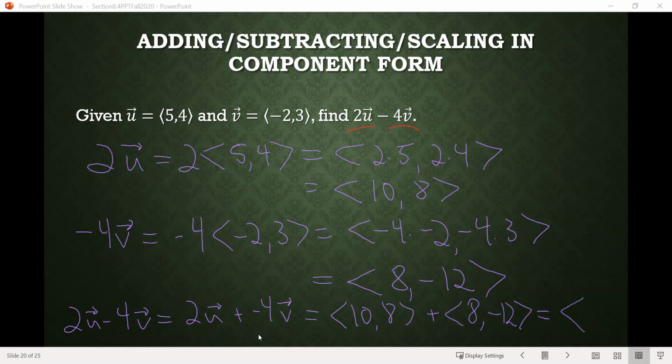Adding the corresponding components, we add the x components, so the 10 and the 8 here, which gives us an x component of 18. And then add the y components, the 8 and the negative 12, which will give us a negative 4. So we end up with our components here being 18, negative 4.